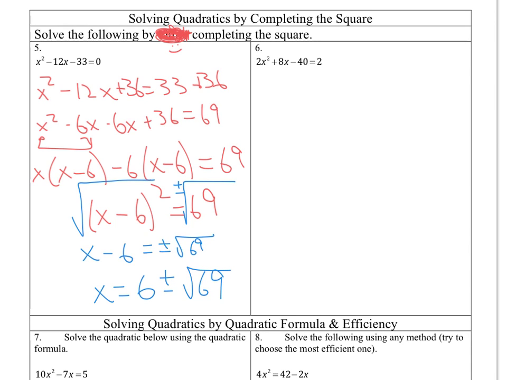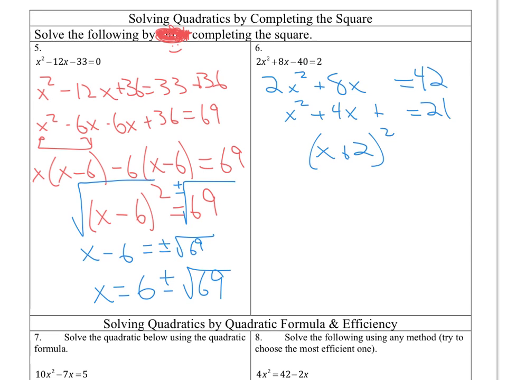Next one, same thing. We have to complete the square. So first things first, maybe I move that constant. You could divide by 2 first if you wanted to, but I'm just going to move the constant. Now I divide by 2. I'm going to do this side the faster way. You split that middle term, square it. So you've got to add 4 up here. So that's 25. Take the square root of both sides. Don't forget the plus or minus.